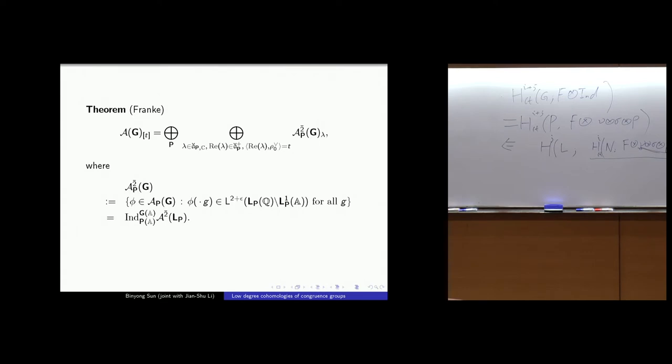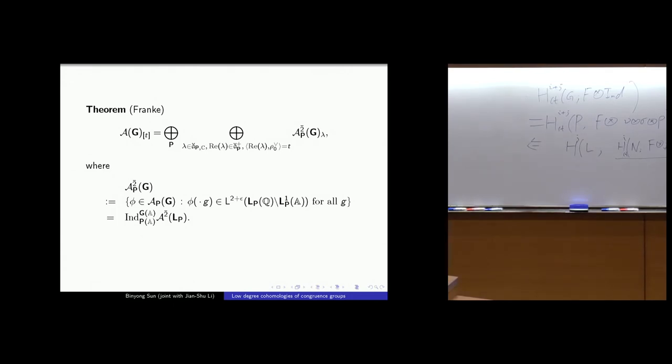Now here is Frank's result. So this gradient, he calculated this gradient. This is a sum of all p, and the definition is similar to the one in the definition of the filtration, except here we take this equality. The pairing must equal t, okay? And this real part is already dominant. We also need this real part of lambda is already dominant.